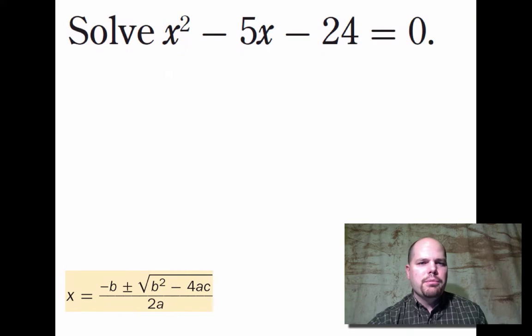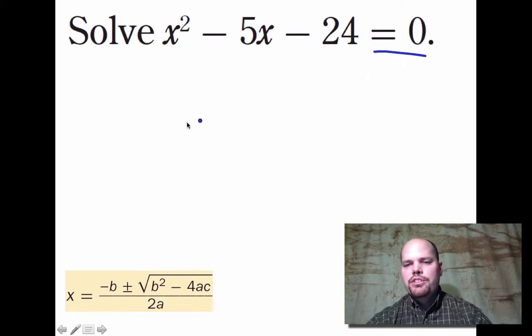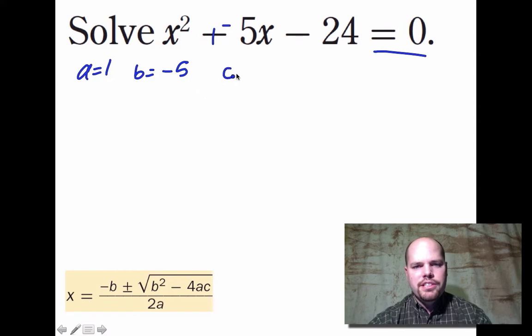Okay, next example. Solve x squared minus 5x minus 24 equals 0. So like I said, the first thing you want to check is, does your quadratic equation equal 0, and it does. So now we just list the a value. A value is 1. The b value, this is a minus 5x, so we could treat this as plus negative 5x, so the b value is negative 5. The c value is negative 24 because it's minus 24, or we could rewrite this as plus negative 24.